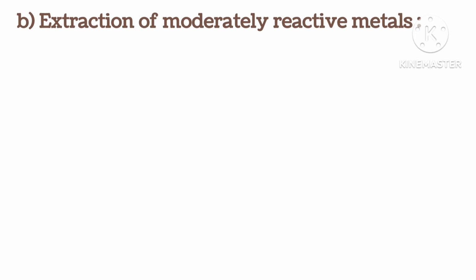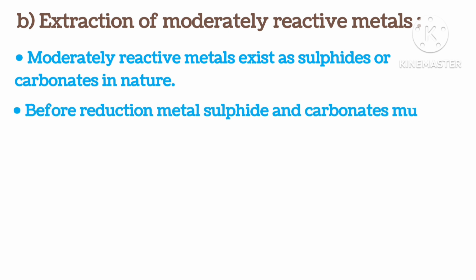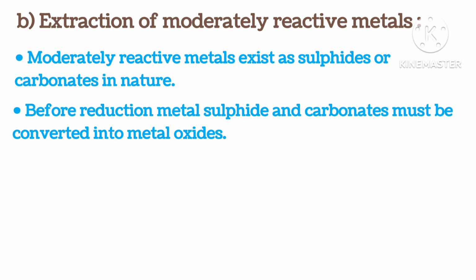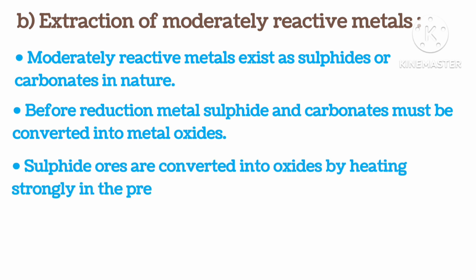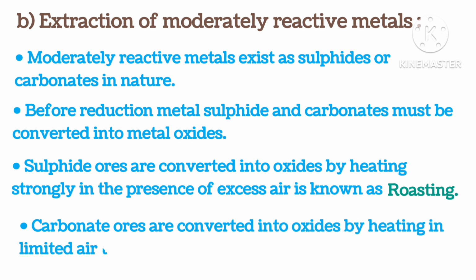Extraction of moderately reactive metals. These metals exist as sulfides or carbonates in nature. Before reduction, metal sulfide or carbonate must be converted into metal oxides. Sulfide ore is converted into oxide by heating strongly in the presence of excess air, known as roasting. Similarly, carbonate ores are converted into oxide by heating in limited air, known as calcination.